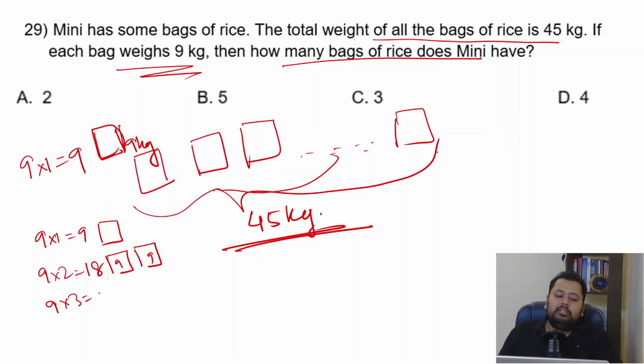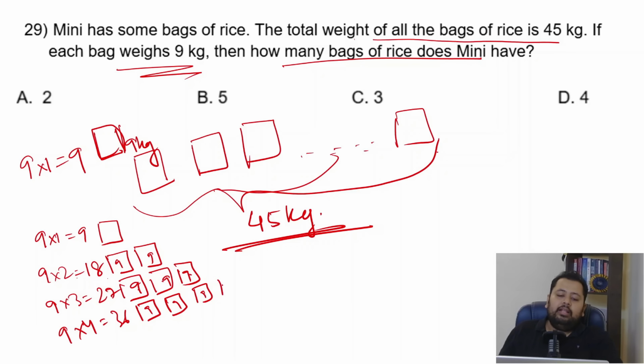9 threes are what? It is 27. That is three bags, correct? Three bags of 9 kg each. 9 plus 9 is 18, 18 plus 9 is 27. So 9 threes are 27. 9 fours are 36. So 4 bags of 9 kgs each, right? So this becomes 36.